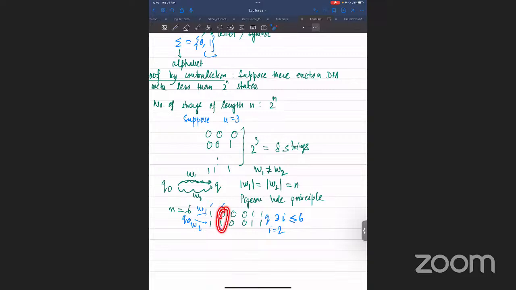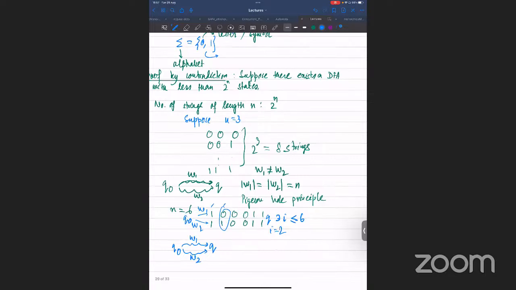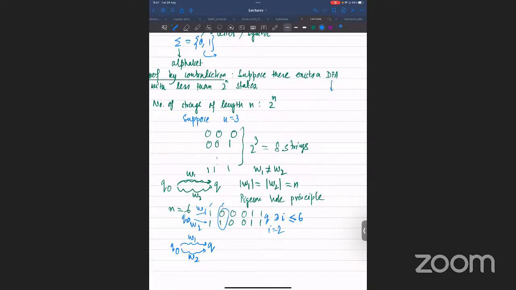But they have some letters which are different. So maybe you have taken a separate path from Q0, W1, and you have reached Q here. And on some letters, they are different, right? And it's the same path and it's a DFA. And you know what is important in DFA? That starting from state Q, if you read a string, you are going to reach a unique state, let's say Q prime.